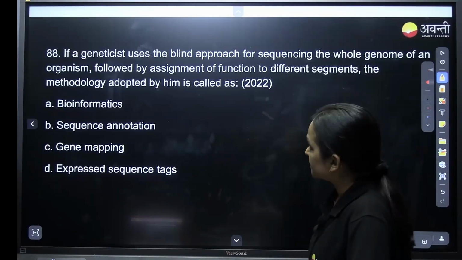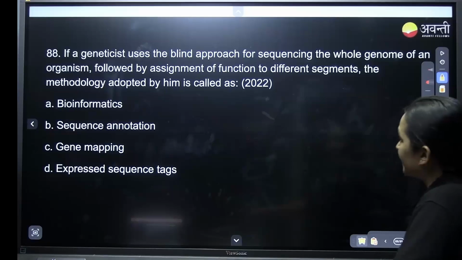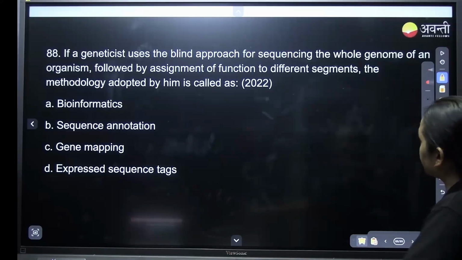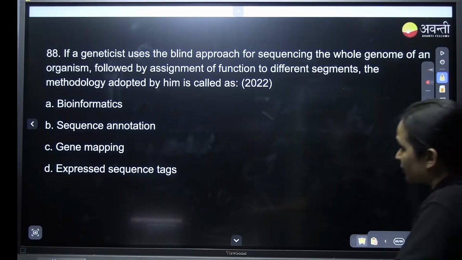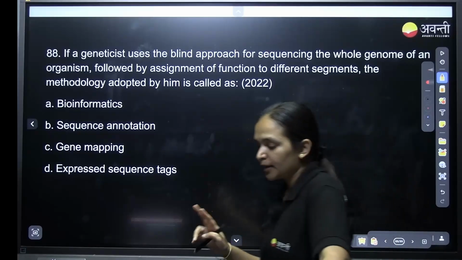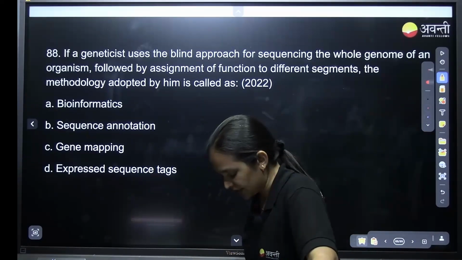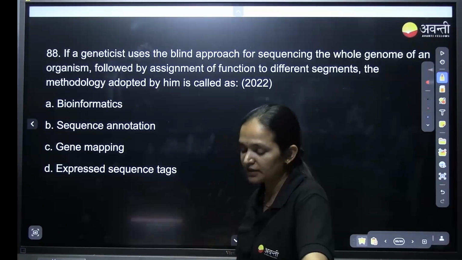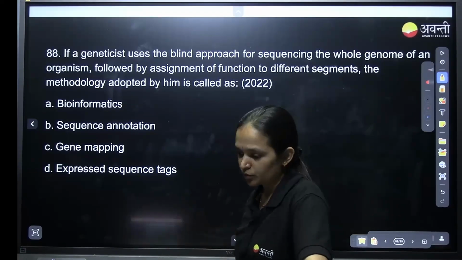If a geneticist uses the blind approach for sequencing the whole genome of an organism, followed by assignment of function to different segments, the methodology adopted is called what? The expressed sequence tag was the most feasible method we could adopt, and that was the one adopted in the Human Genome Project.